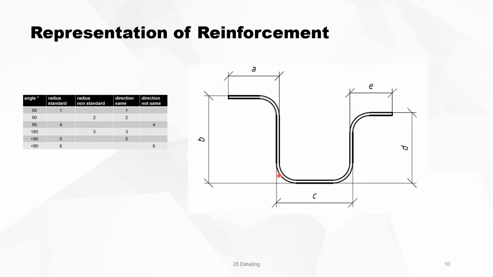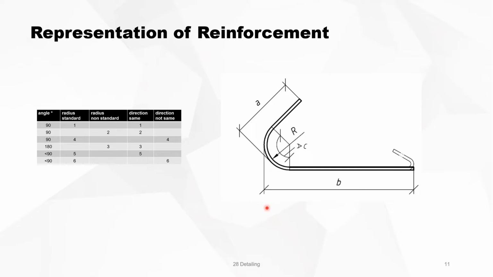In this example, we have 4 bends. So the number starts with 4 and they are in two different directions. So we have then 44. That's the 4 in the table. Direction not the same. And the bends are 90 degrees. And another example is this one. This is not in the list, so it starts with a 9 and it ends with a 9. So it's number 99, this type of shape.